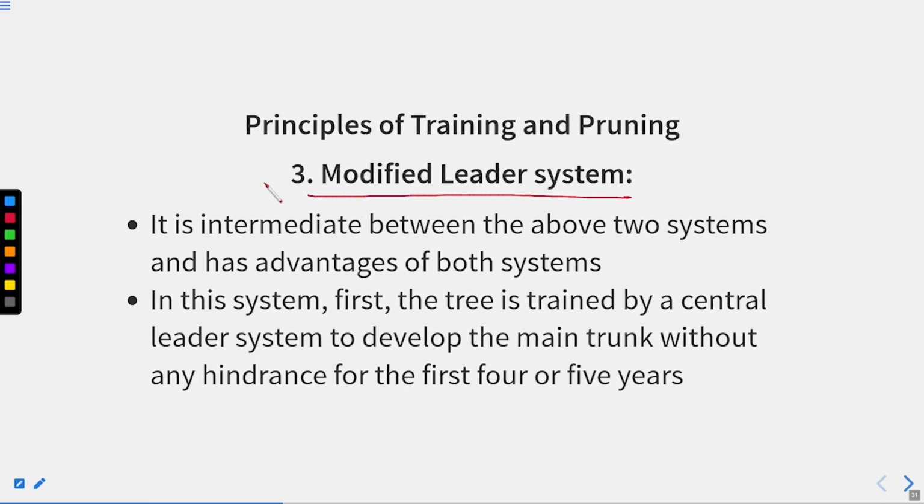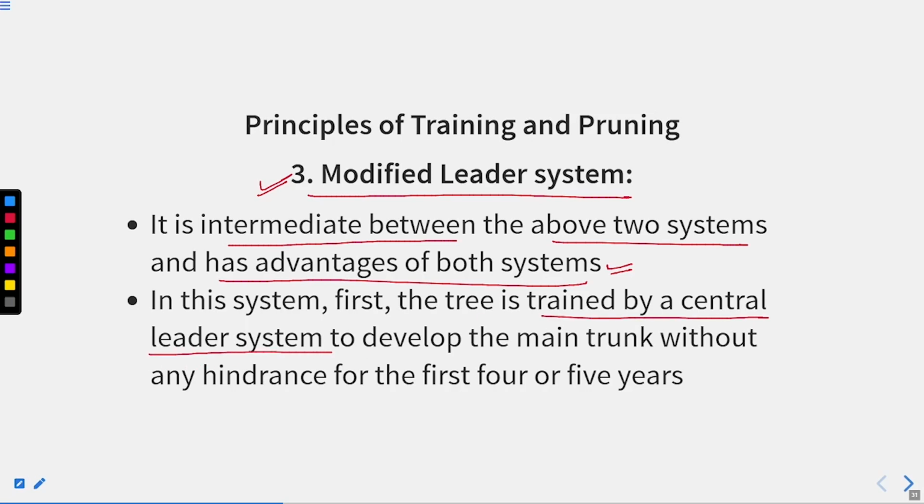Modified leader system. The third type of training method is the modified leader system. So it is an intermediate between the above two systems and it has the advantage of both the systems. In this system, first the tree is trained by the central leader system to develop the main trunk without any hindrance for the first 4 to 5 years. So we follow the central leader system for 4 to 5 years. One of the stems will be a main stem and the branches will be there, right?